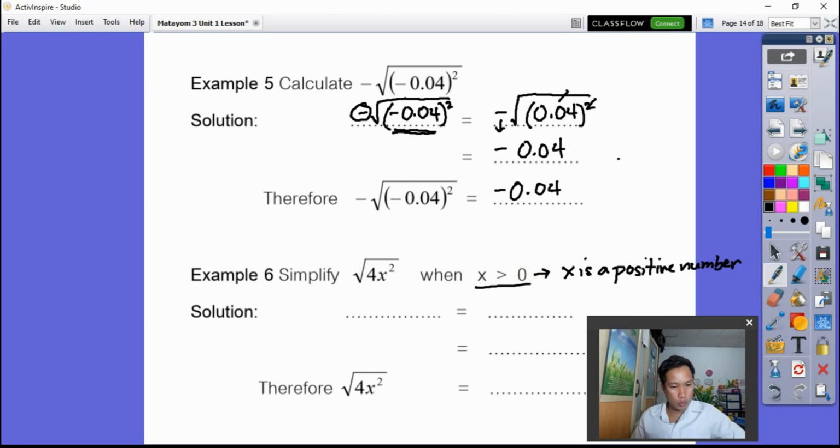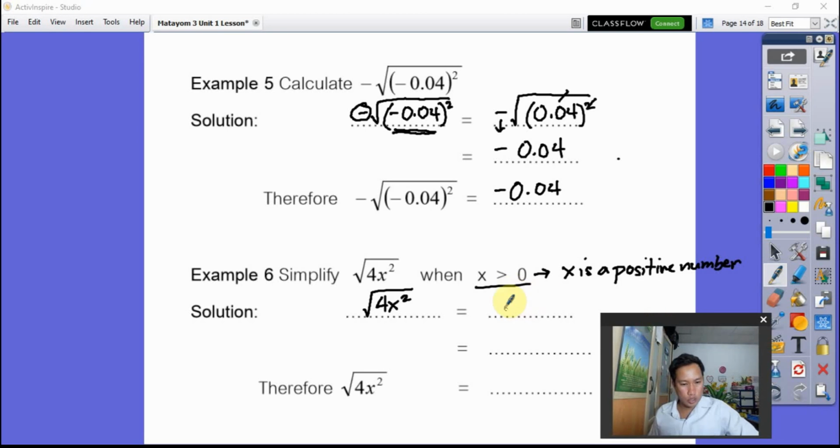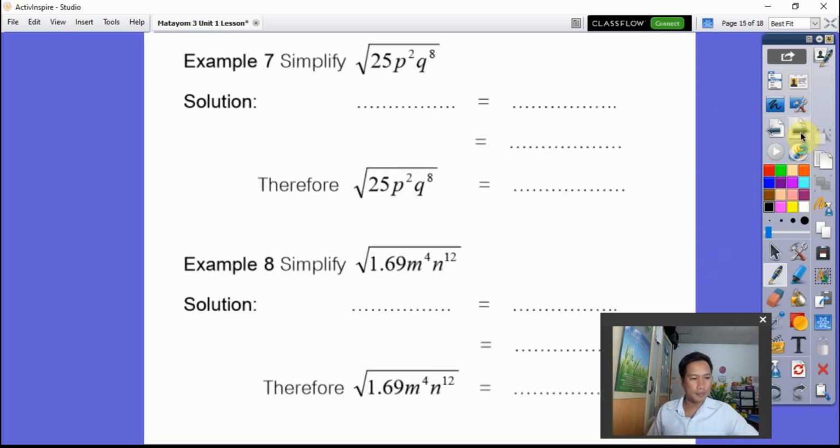So what we do, we write the root 4x squared first, and then we change it into a square, 2x squared. We cancel the square and the root, you will get 2x. No need for absolute sign, because x is a positive number. Here we have 2x. All right, let's move on to example number 7.